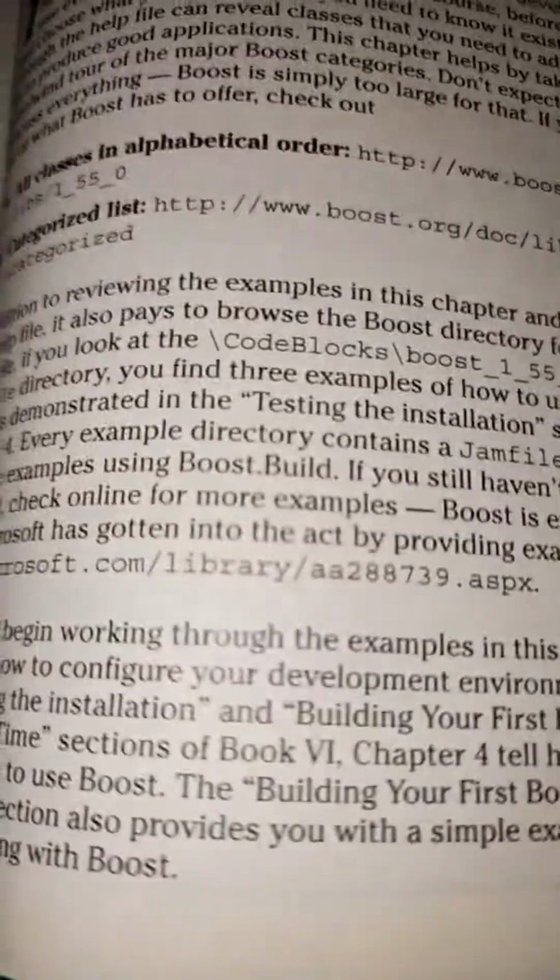http://msdn.microsoft.com/library/AA2887339.aspx. Before you begin working through the examples in this chapter, make sure you know how to configure your development environment to use Boost. The testing, the installation, and building your first Boost application using date time sections of Book 6, Chapter 4 tell how to configure Code::Blocks to use Boost. The building your first Boost application using date time section also provides you a simple example that gets you started working with Boost.